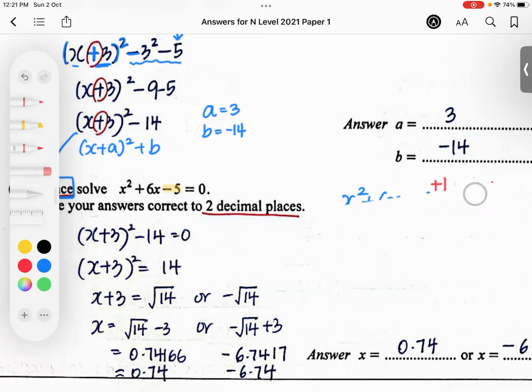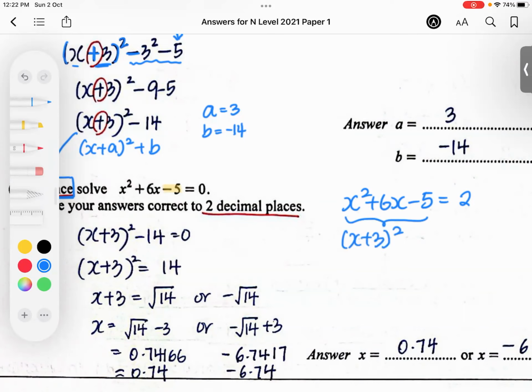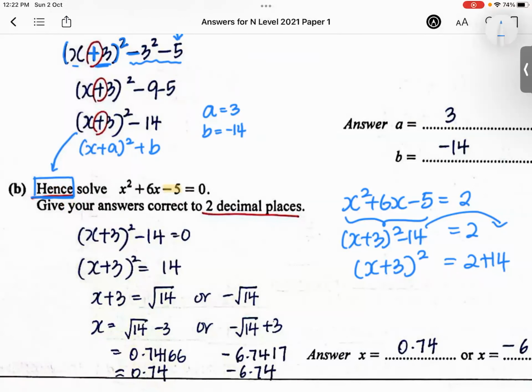What else can it have? There might be a slight twist to this question. They can also give you x squared plus 6x minus 5 is the same, but they put a number over here, maybe say 2. Then what do you need to do? You notice this portion is still the same. I use my answer from the previous portion, but I bring this over to become 2 plus 14 instead of the normal 14 only. So for this kind of trick question, please take note, just in case. Observe, double check, make sure it's exactly the same.